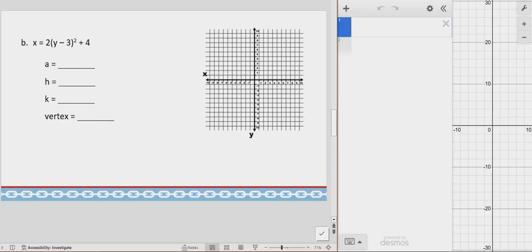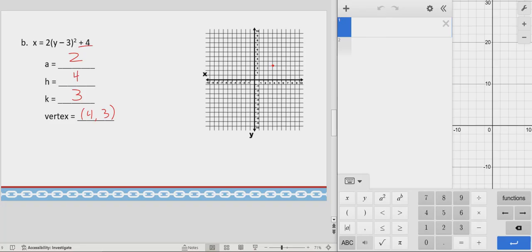For part B, we have an a value of 2. My h value now is out here because this is an x equals equation. So it's going to be y minus k. So my k value is 3. My h value is 4. And my vertex is still h comma k. So over 4, up 3. Now, because this is an x equals equation, it is going to open left to right.